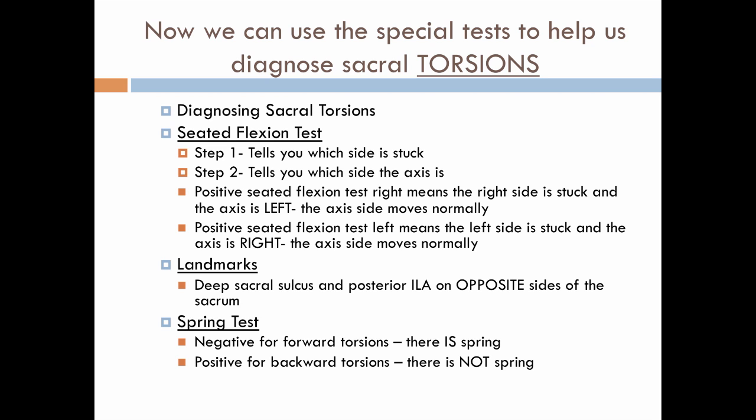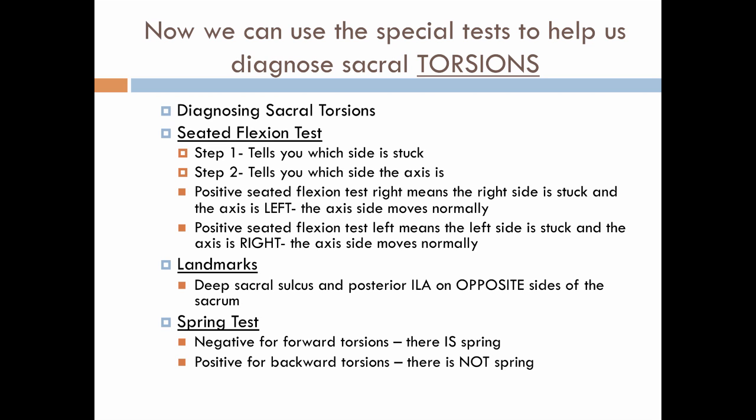As we look at the landmarks then, in a torsion, we will expect to find a deep sacral sulcus and prominent ILA on opposite sides of the sacrum. So that's important to remember. That is the characteristic finding of a torsion. If they're on the same side, then you're talking about a unilateral dysfunction.